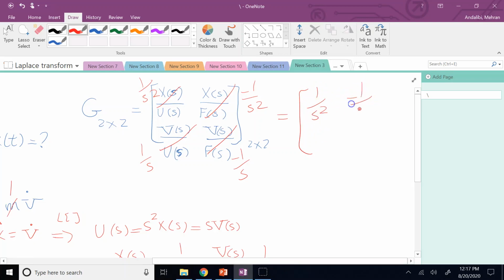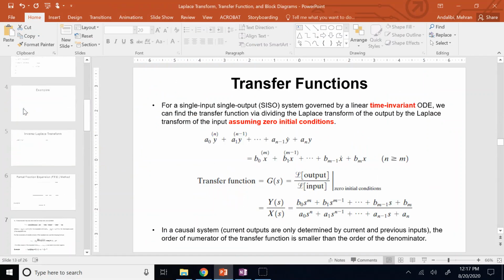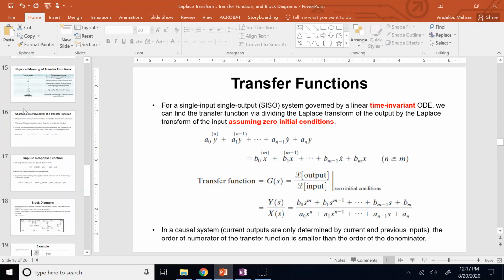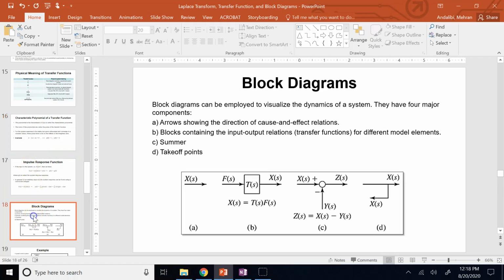Each entry of that is a rational function. This was a very simple example, but I just wanted you to know how to find the transfer function matrix of a MIMO system. So I guess now we know enough about transfer functions, and now it is time to learn a couple of things more, and then start talking about block diagrams and how to simplify them.